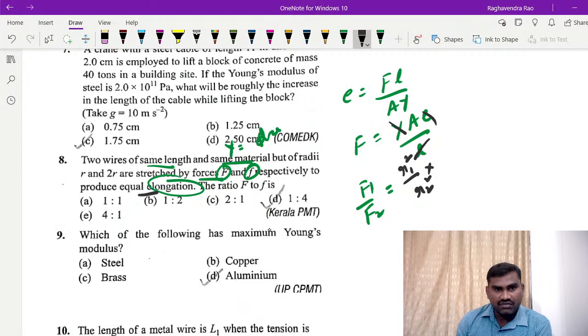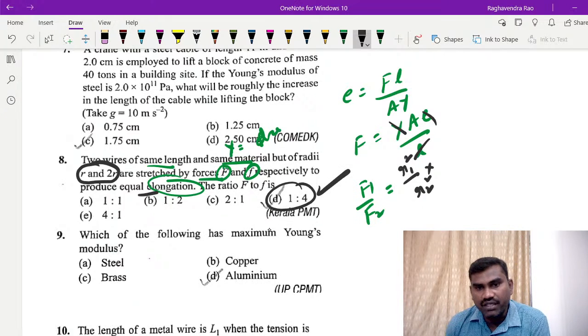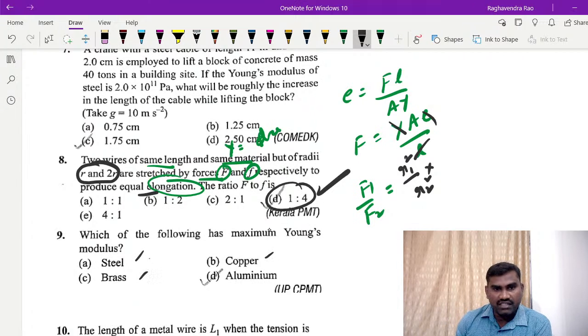Okay, so R1 is R and R2 is 2R, so R square by 2R square, that means 1 by 4. Next: which of the following has maximum Young's modulus? Steel, copper, brass, aluminum. Steel is more elastic than copper.